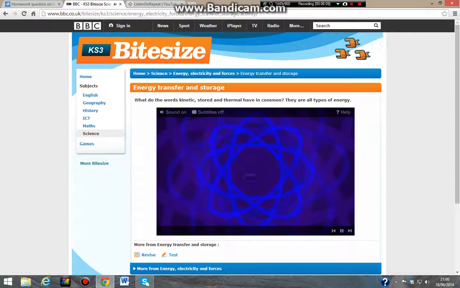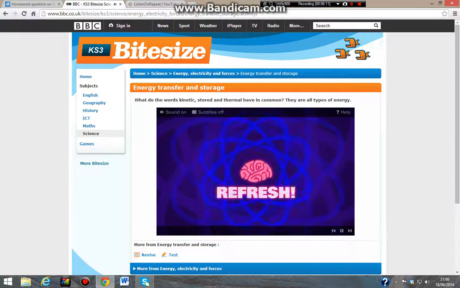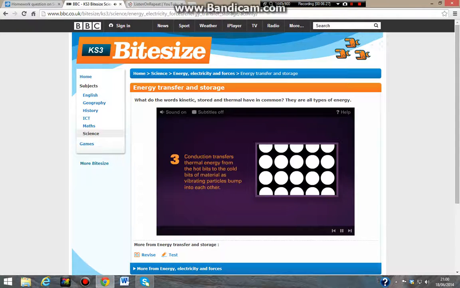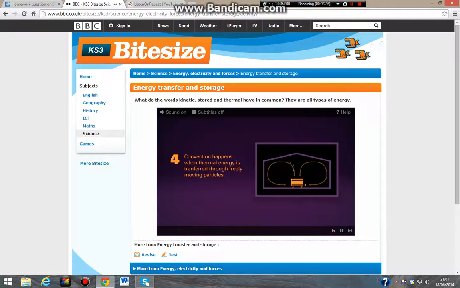Let's have a quick refresh. Energy cannot be created or destroyed. It can only be stored or transferred. Temperature is measured in degrees Celsius. Heat energy, thermal energy, is measured in joules. Conduction transfers thermal energy from hot bits to cold bits of a material, as vibrating particles bump into each other. Convection happens in gases and liquids when thermal energy is transferred by freely moving particles.